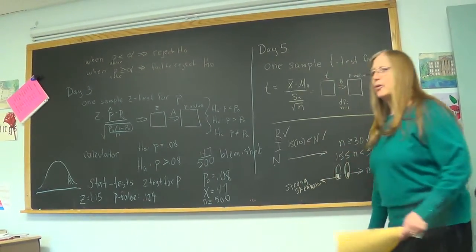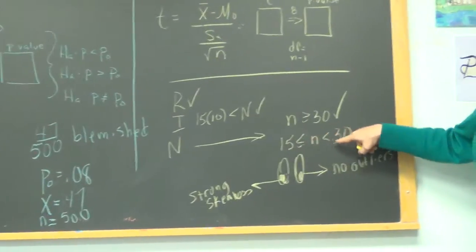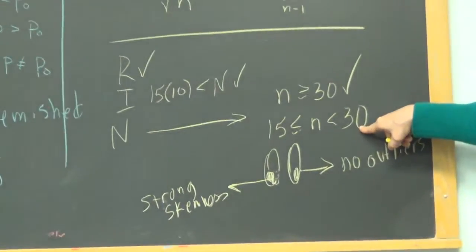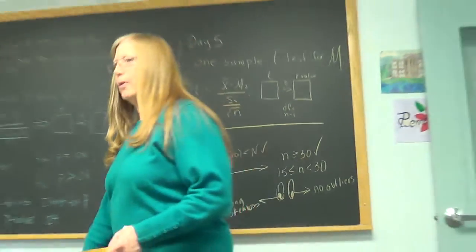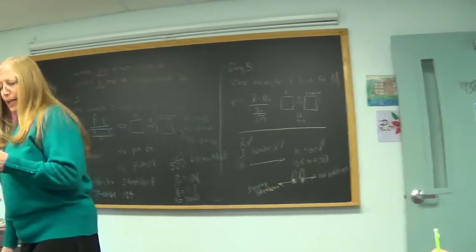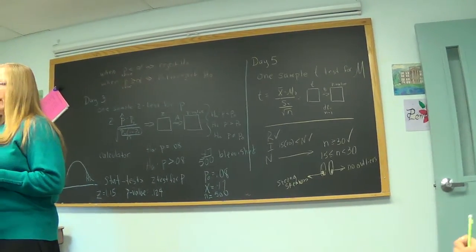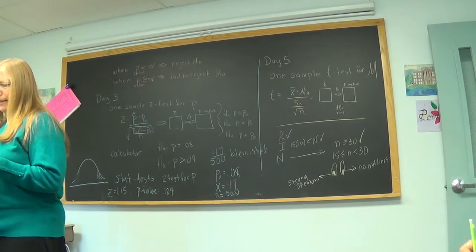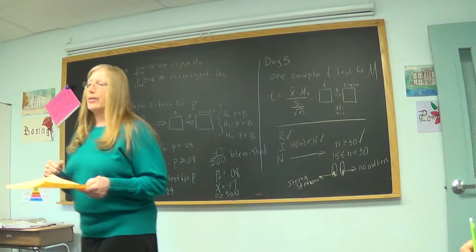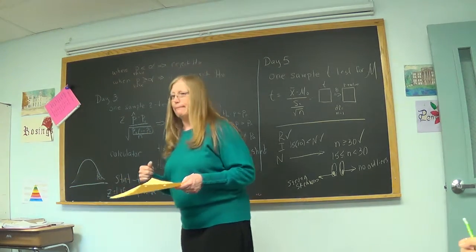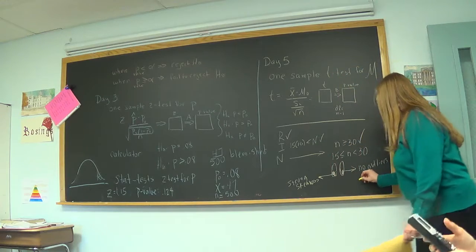So there are two things we're looking for when n is between 15, including 15, and 30, not including 30. Strong skewness and no outliers is what we're looking for. To do that, we have to be shown the data charts. In this one, they showed them for us. Which one is the wisest one to look for outliers so you don't have to calculate anything? The B, the box and whisker.